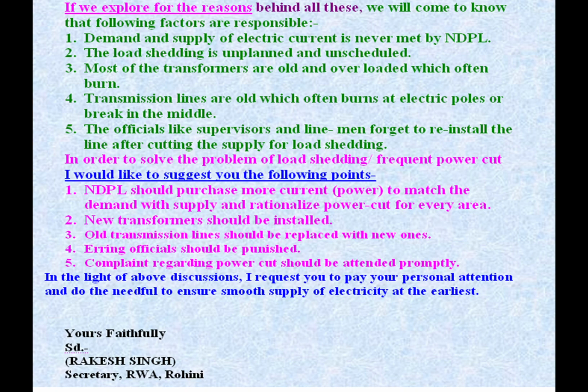In order to solve the problem of load shedding or frequent power cut, I would like to suggest you the following points. Number 1, NDPL should purchase more current power to match the demand with supply and rationalize power cut for every area. Second, new transformers should be installed. Third, old transmission lines should be replaced with new ones. Fourth, erring officials should be punished. Fifth, complaints regarding power cut should be attended promptly.